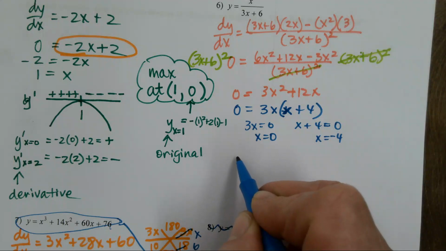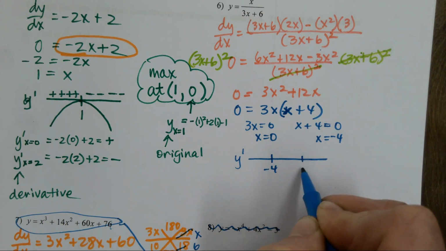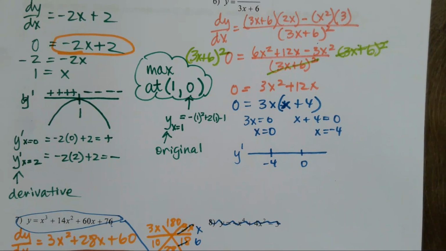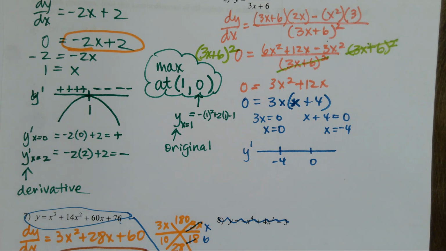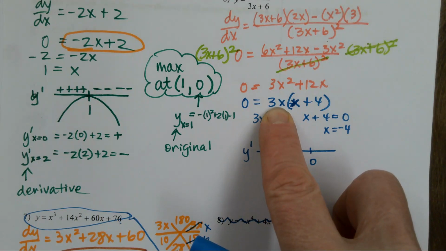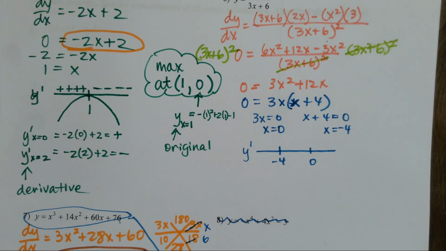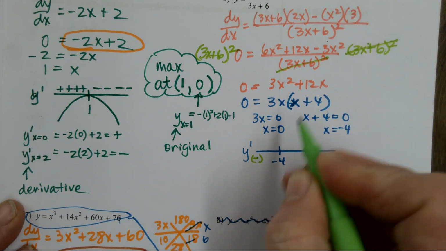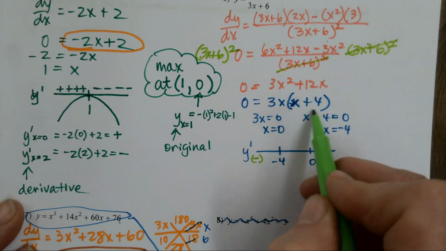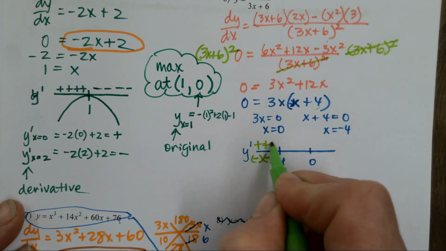So I'm going to make my y prime chart, or my dy dx chart. I put them in order from least to greatest, and then I do my test points as well. So I want to test something to the left of negative 4. Negative 5. When I plug in negative 5 here, I get a negative times 3, I get a negative. And when I plug negative 5 into the next one, I get a negative, and a negative times a negative is a positive. So that region is positive.